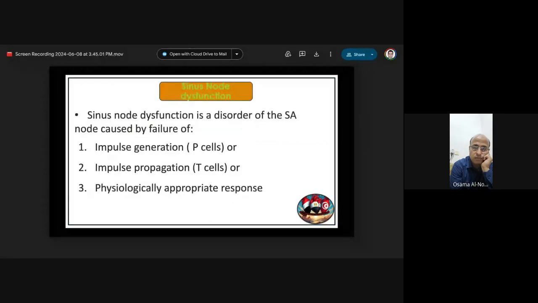What is sinus node dysfunction? Sinus node dysfunction is a disorder of the sinoatrial node caused either by failure of impulse generation by pacemaker cells, or failure of appropriate impulse propagation by transitional cells, or failure of physiologically appropriate response.